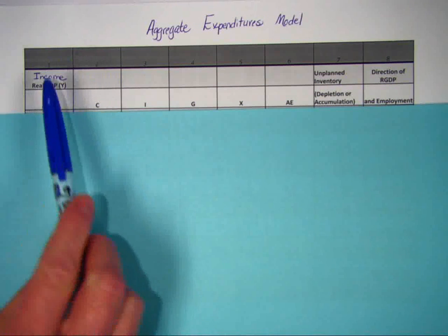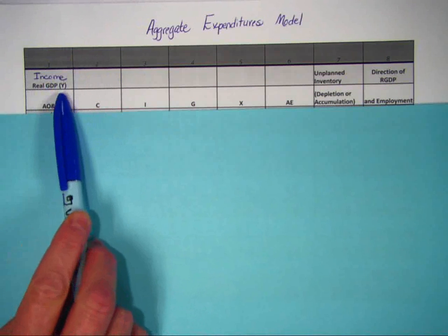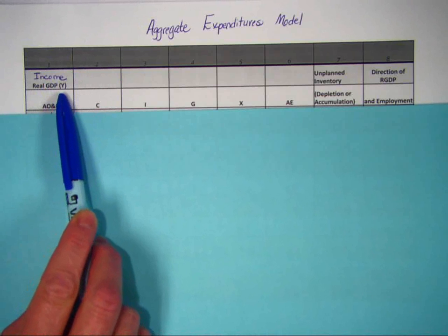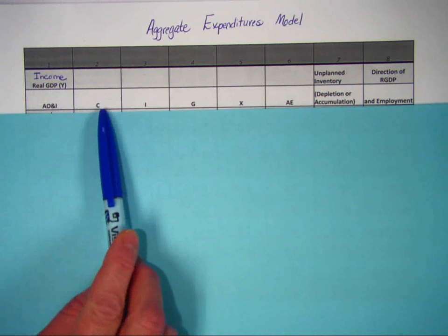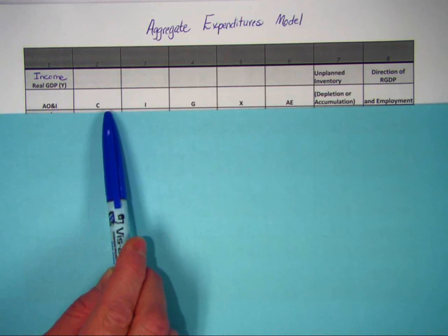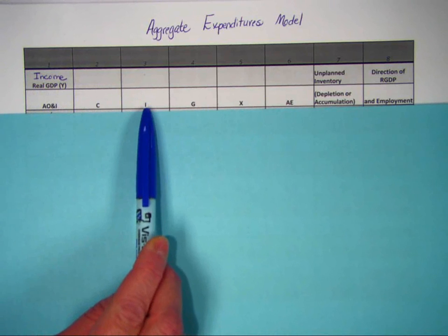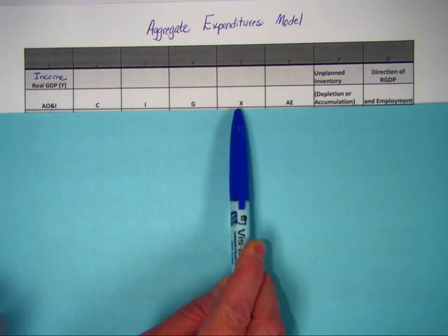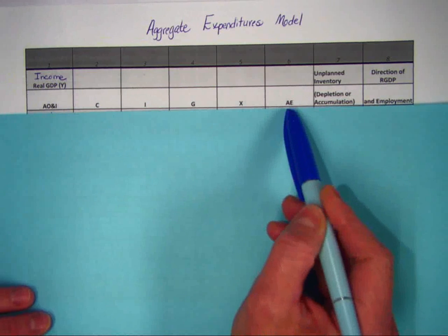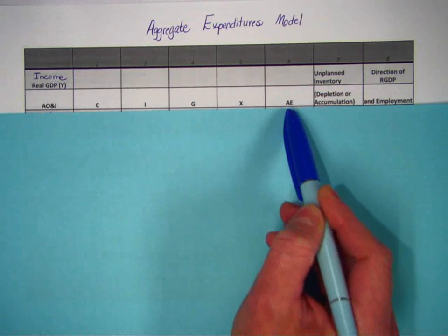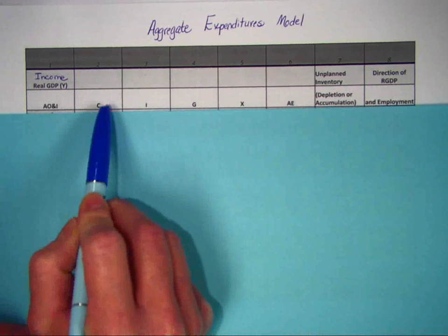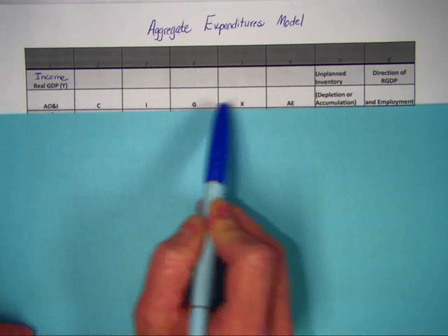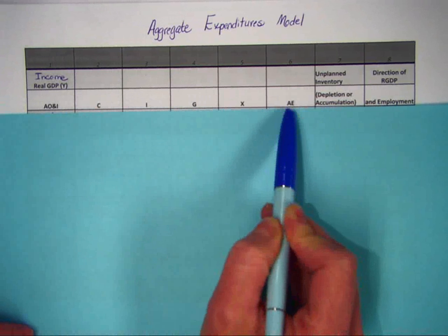Okay, the first column is Y. Think of this as output, total output produced. The next column is C, as you know, that stands for consumption function. I, business investment. G, government spending. X, net exports. The next column is AE, that's aggregate expenditures. Aggregate means total. If we take C plus I plus G plus X, we get aggregate expenditures.